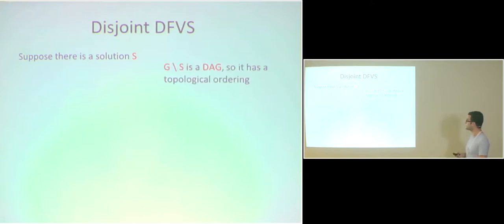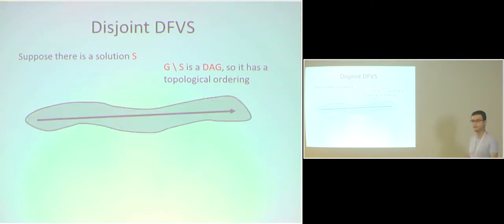Suppose we have a solution that is disjoint from X, then I know that after I remove that solution, I have a DAG. There's really only one thing we can do with DAGs. We can topologically sort them. Now, in this topological sort, I know that the vertices of X, this disjoint solution that is undeletable, they live somewhere in this topological order. So the orange vertices, they are the X vertices.